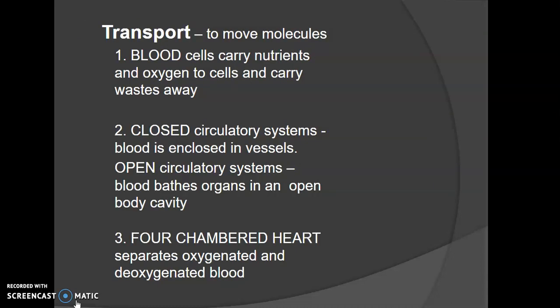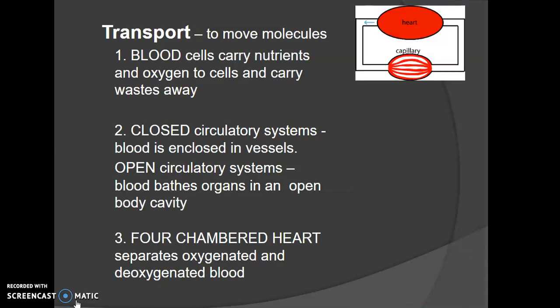Transport in animals involves moving molecules from place to place within the animal's body. So this is accomplished through the use of blood. Blood is like the trucker on the highway. It carries stuff. So in the case of animals, the blood cells are carrying nutrients and oxygen to the cells of an organism, and then carrying waste products away from the cells of an organism.